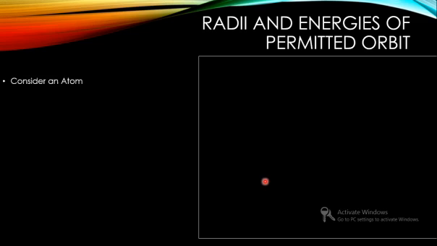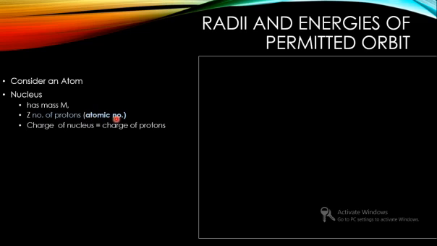So for that, let us consider an atom with a nucleus which has a mass m, and there are Z number of protons. The number of protons is designated as the atomic number, and the charge of the nucleus will depend upon the charge of its constituents. What are the constituents? Yes, proton and neutron. And is there any charge for a proton? Yes, positive e. And the neutrons are neutral, and hence the name neutron.